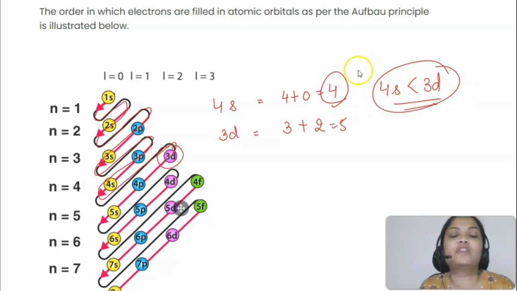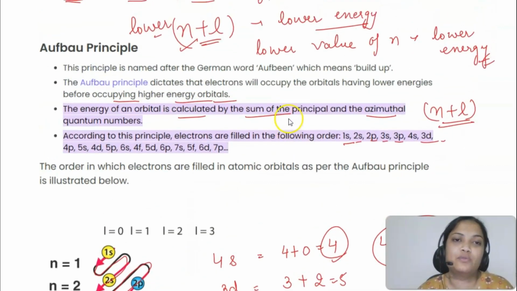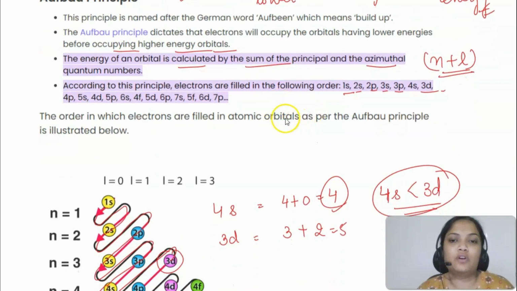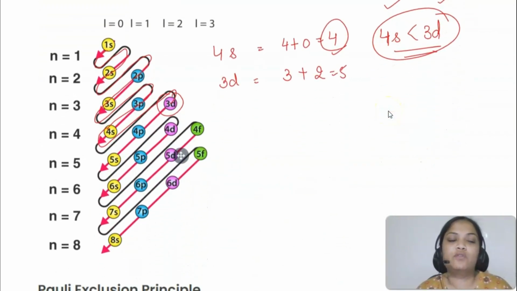It is because of the shielding also, the poor shielding effect, but that we will learn when we discuss these things in detail. For as of now, just remember this n plus l rule, and whenever electrons are filled, they will be filled in this order only. So 4s is filled before 3d, it will not be filled after 3d. Okay, so this is the flow chart that you have to remember.